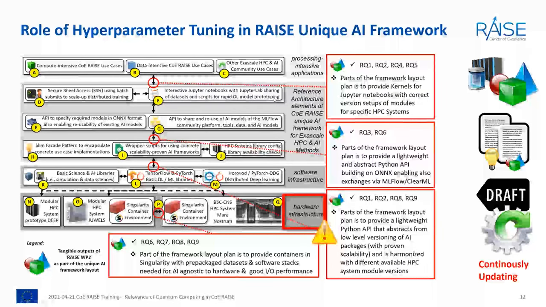So the key message to take away is that this RAISE idea of a unique AI framework is to provide you different pieces, really, from Jupyter notebooks up to a certain lightweight Python API that really abstracts a little bit from the complexities of all the underlying libraries you see here, like Horovod, TensorFlow, PyTorch, and so forth, focusing perhaps a bit on ONNX to also be industry compliant, with MLflow and ClearML pipelines. And here the idea of quantum computing would be really to understand what new type of hardware architecture we can bring into this framework, because there are many of these systems already used in production, like JUWELS here in Jülich or MareNostrum in Barcelona, which provide container environments which are very powerful, which really scale to exascale.